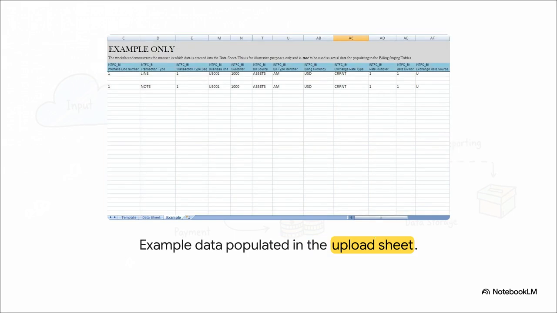Before that data gets pushed, though, it has to be structured. The user defines crucial routing info right in the spreadsheet, things like the business unit, the customer ID, the bill source, and the billing currency. It is definitely not just a random data dump. It's highly organized staging. But where exactly does it go when you click Generate XML and Post?